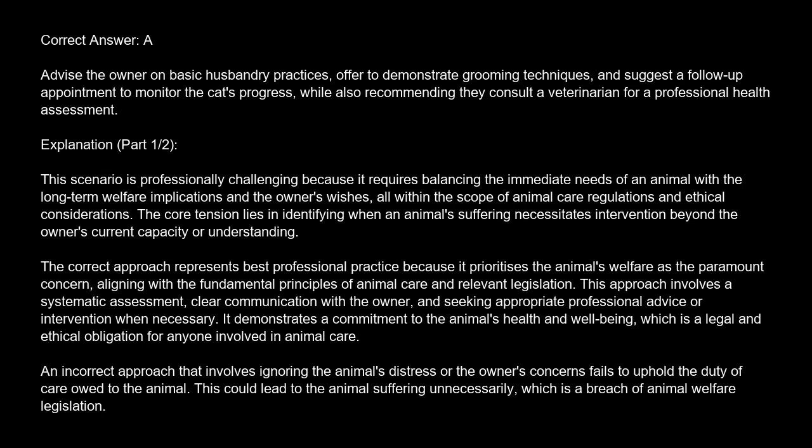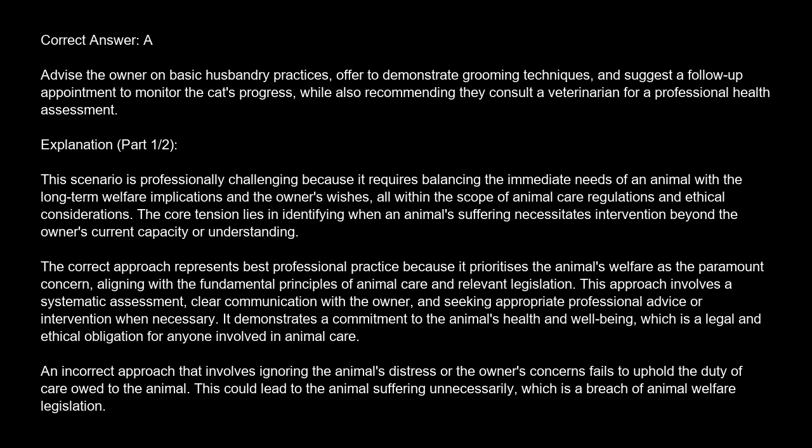The correct answer is A. Advise the owner on basic husbandry practices, offer to demonstrate grooming techniques, and suggest a follow-up appointment to monitor the cat's progress, while also recommending they consult a veterinarian for a professional health assessment. Explanation. This scenario is professionally challenging because it requires balancing the immediate needs of an animal with the long-term welfare implications and the owner's wishes, all within the scope of animal care regulations and ethical considerations.